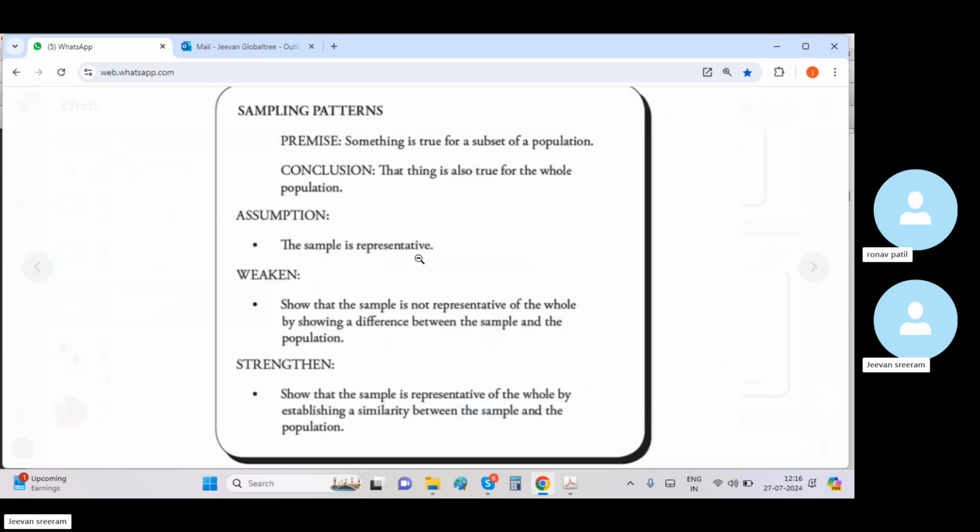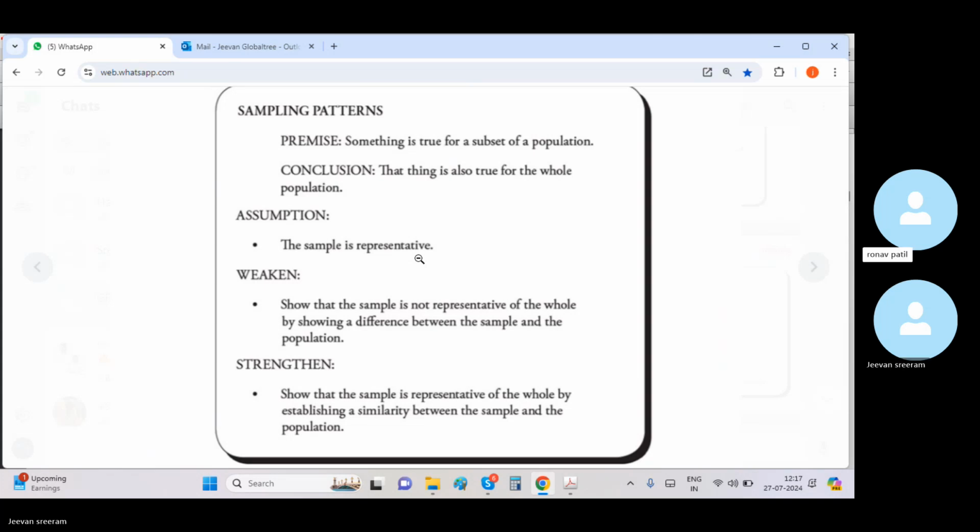What's the example we discussed for the sampling pattern? Student council and all the high school students. The evidence is going to be something true for a subset of the population, a sample, true for the sample. Conclusion: it's true for the whole population. So the assumption is the sample always represents the whole. The sample is representative. For a weakening line, show that the sample is not representative of the whole by showing a difference between the sample and the population.